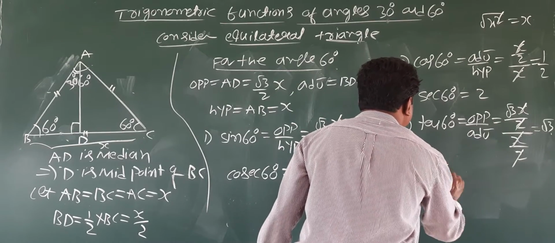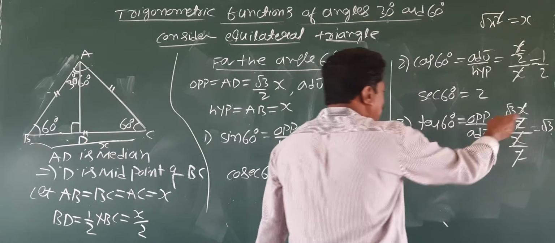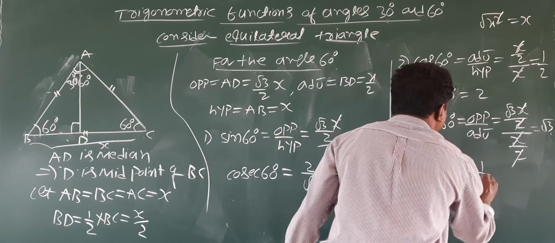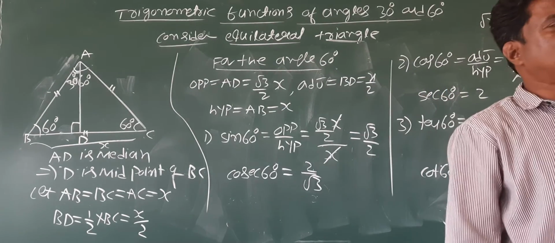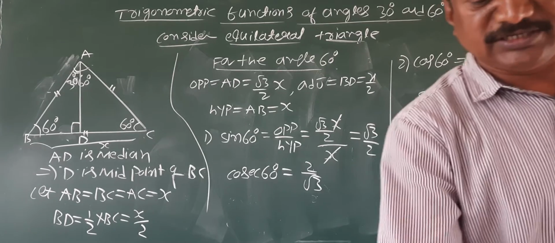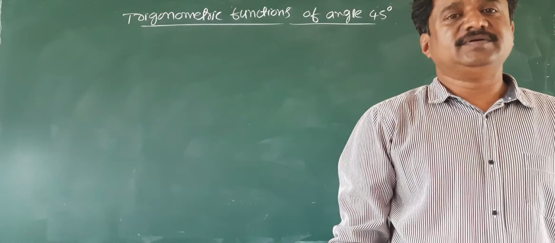So cot 60 degree. Reciprocal of tan is cot. It is 1 by root 3. I hope you understood these things well, students. We stop this class here. We shall continue.